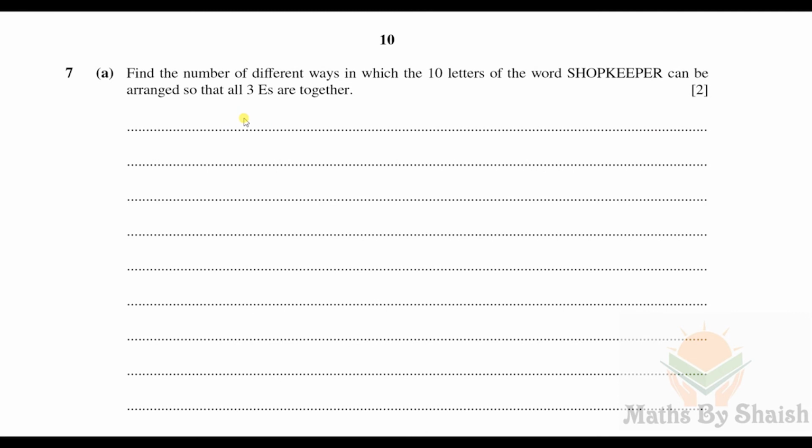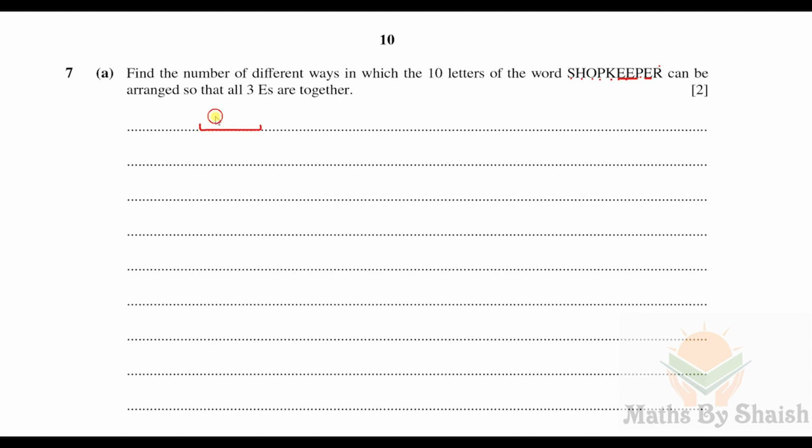And here's the next question, that is the last question of this paper, 7th. Find the number of different ways in which the 10 letters of the word shopkeeper can be arranged so that all 3 E's are together. So if we take all 3 together, we'll take this as one alphabet, then we'll be left with 1 2 3 4 5 6 7 and 8 alphabets.